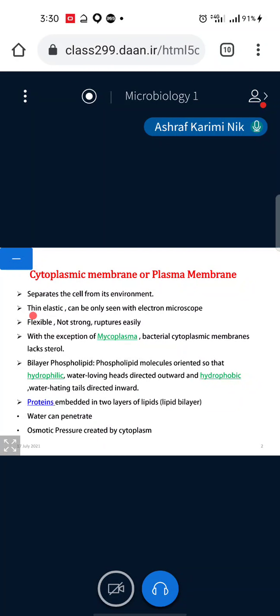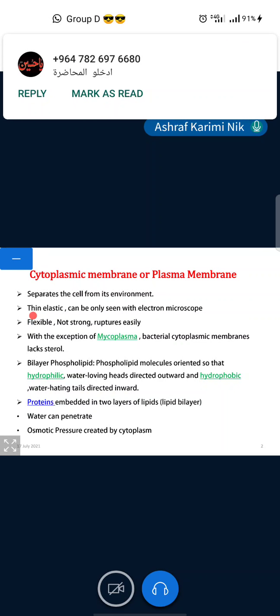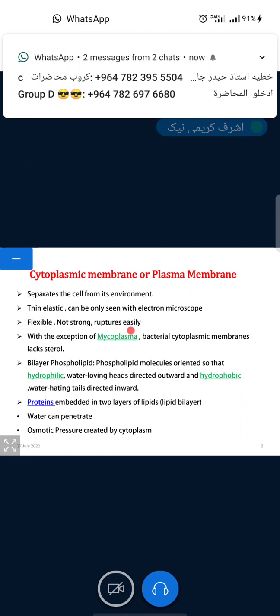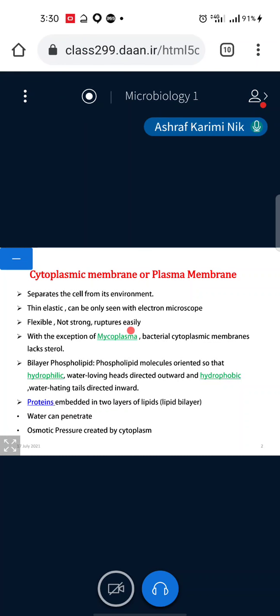You can see the cell wall using an electron microscope, not a general microscope. The cytoplasmic membrane is flexible, not strong. It ruptures easily by some enzymes, by some antibiotics, by some antimicrobial agents. The cytoplasmic membrane can be disrupted.